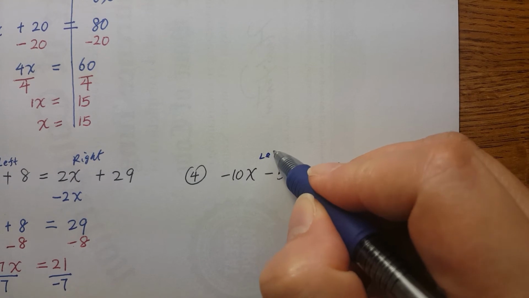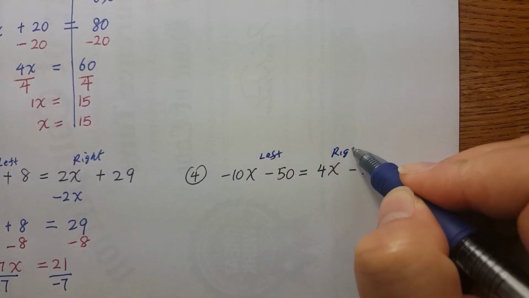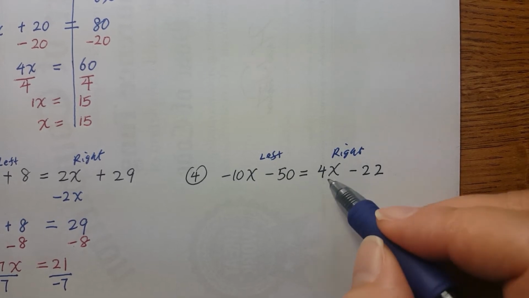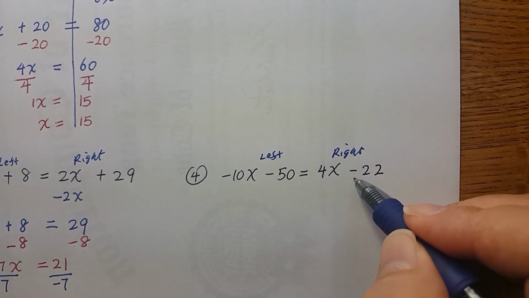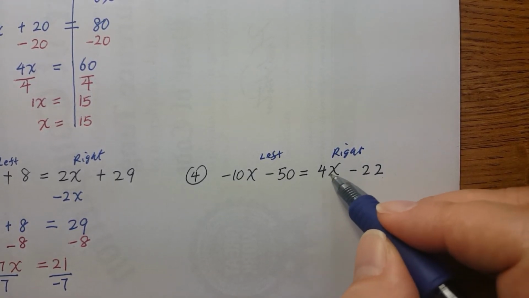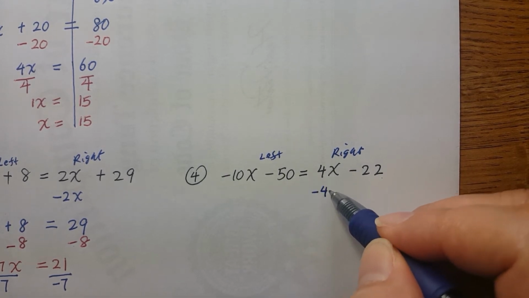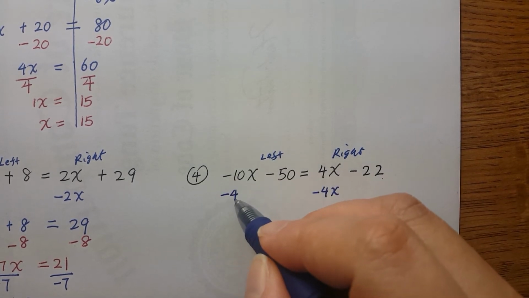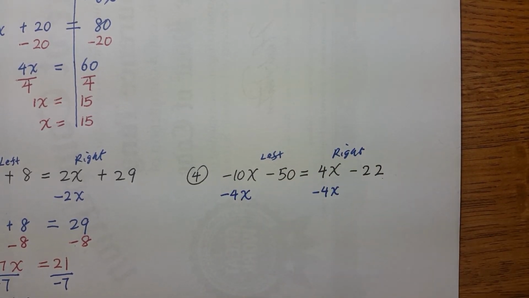So we also had the left and the right. Because there is a variable on the right, we always begin with the right. So we have 4x minus 22 on the right. We want to get rid of the 4x. So we do minus 4x because the opposite of 4x is minus 4x. Then we balance and we write down minus 4x on the left side.